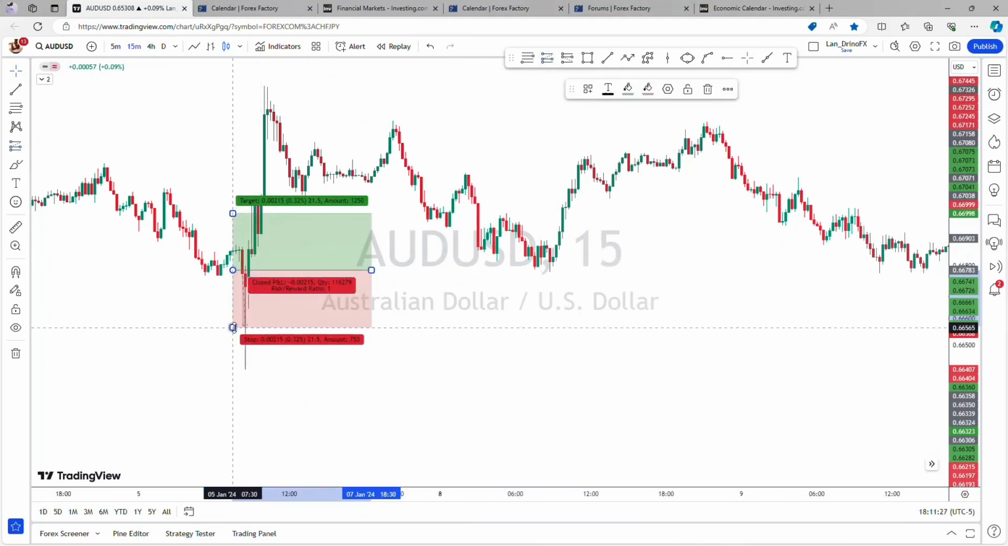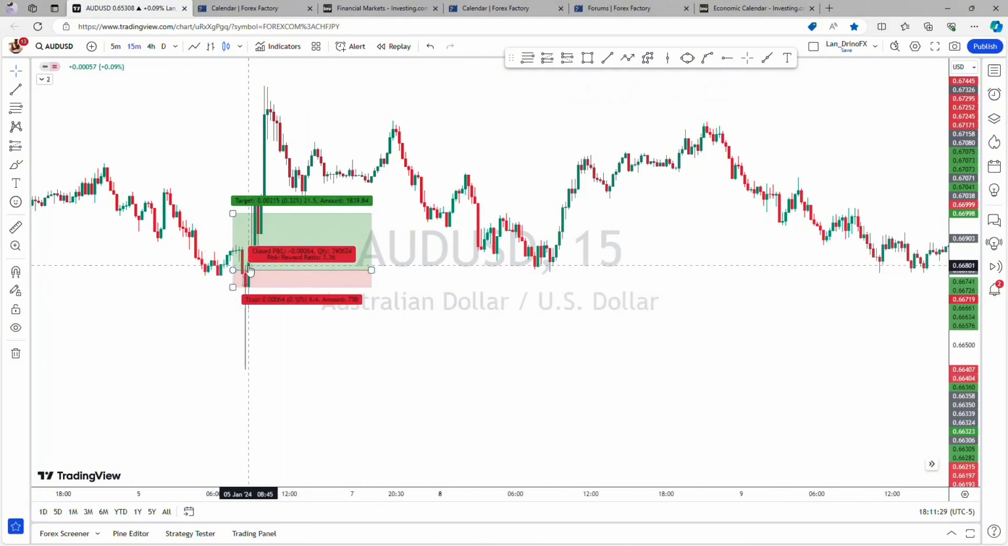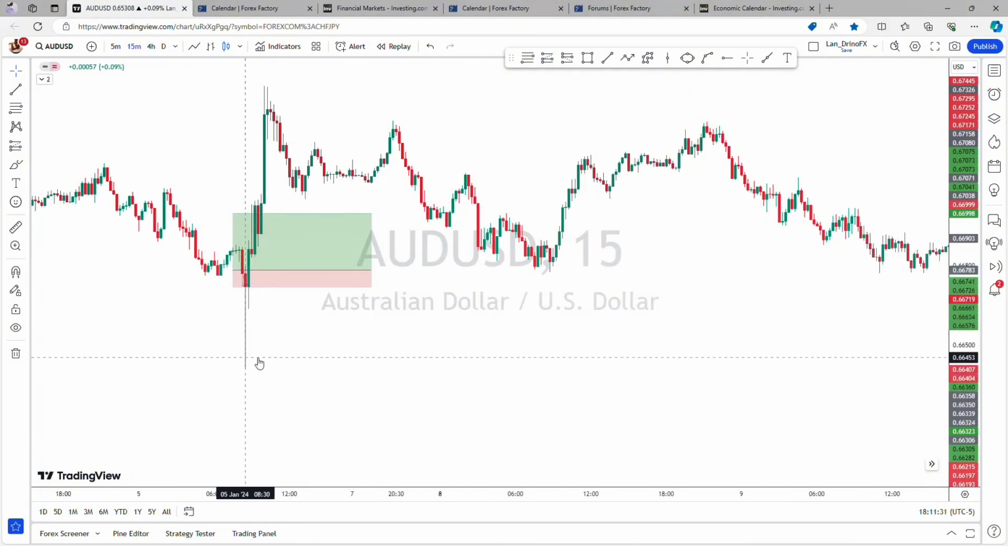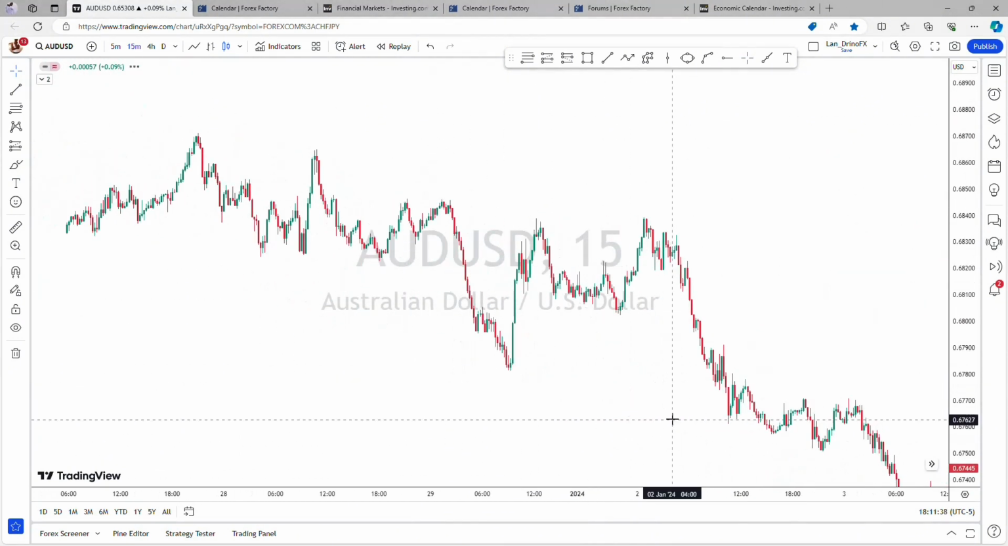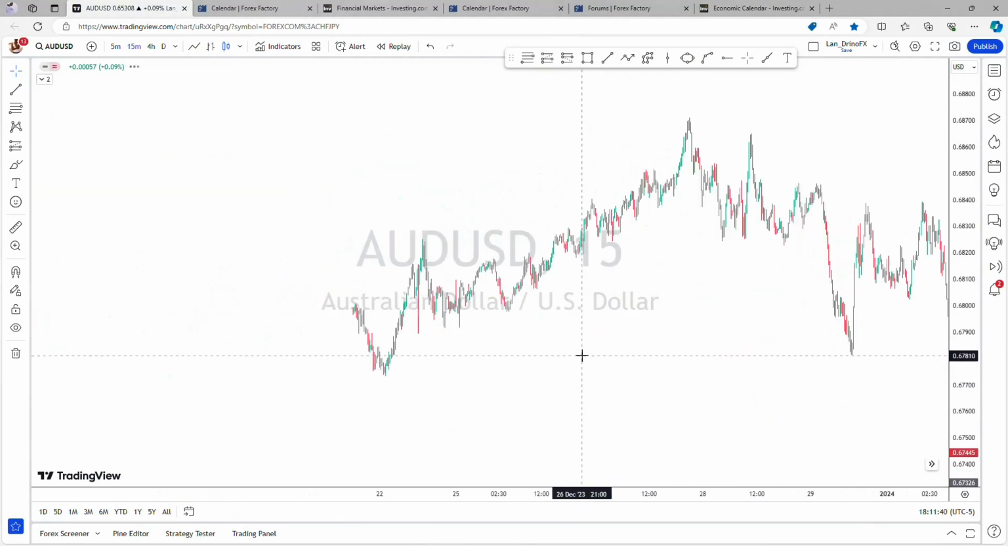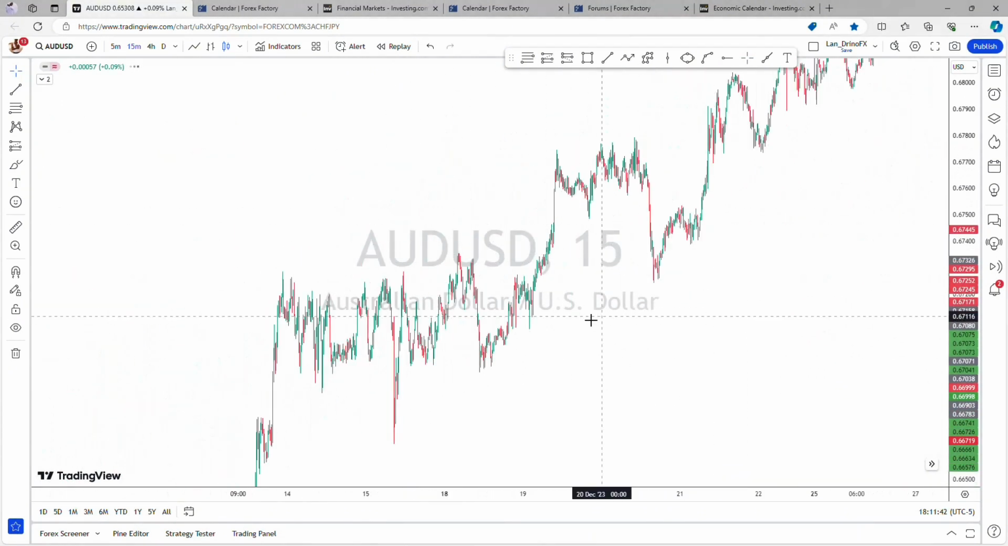Imagine that you had bought here and maybe you have a stop loss here. You see, the market will start moving in your favor and then they will just wick you out, stop you out, and then take the trade in your direction. So it's a good thing to stay away because you don't know what is going to happen. When the news is over, then you can jump in the market and start trading.